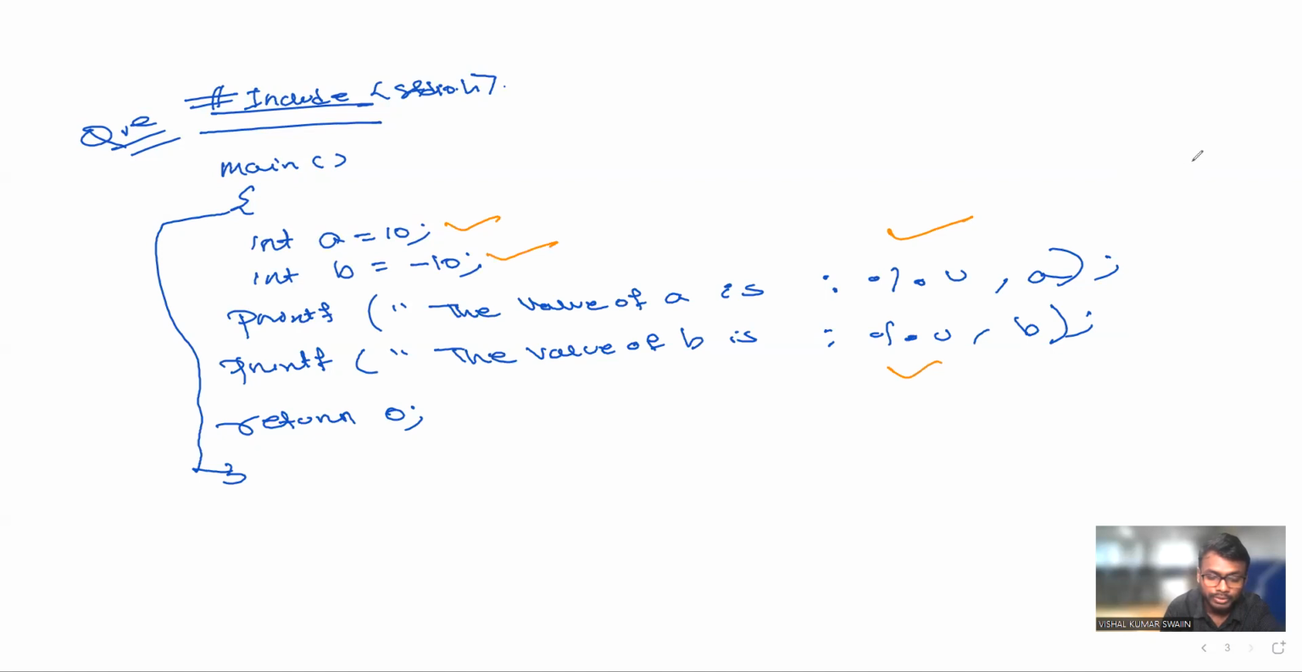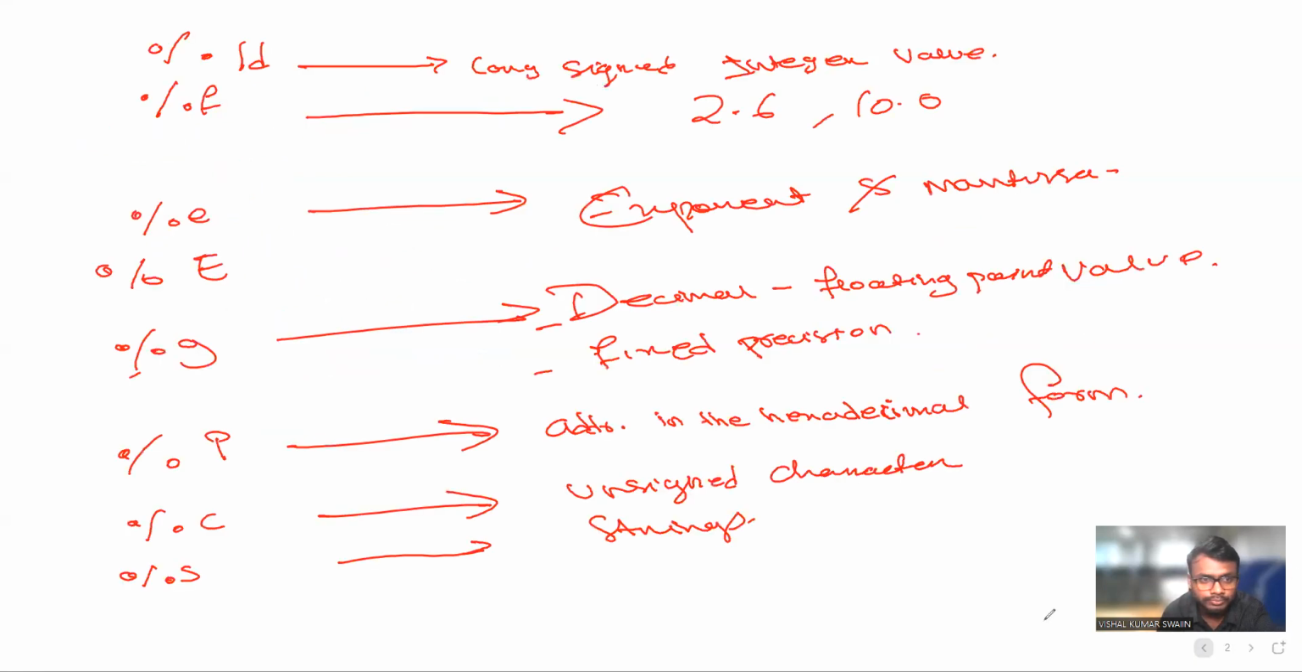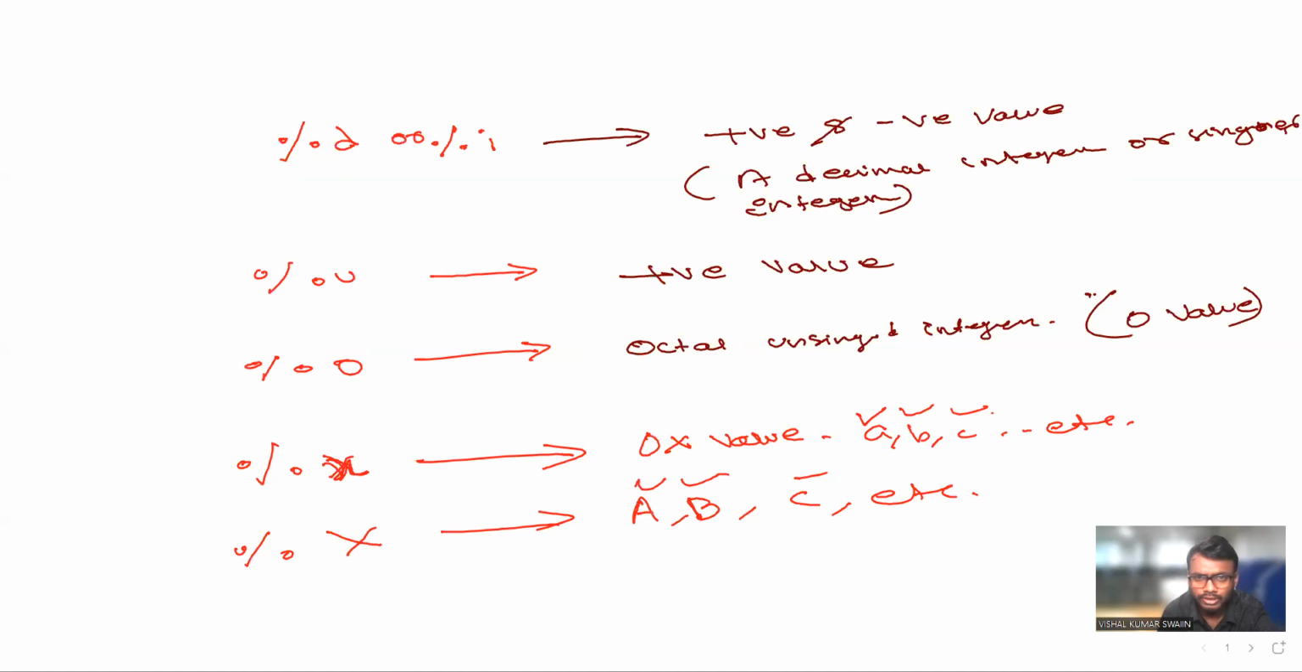So you can just write this program and run your compiler. Then you will understand. You will get the answer as it is: a equal to 10 will be the answer, but b equal to negative 10 will not be the answer. Clear? Okay. So similarly, percentile u is only for the positive number.